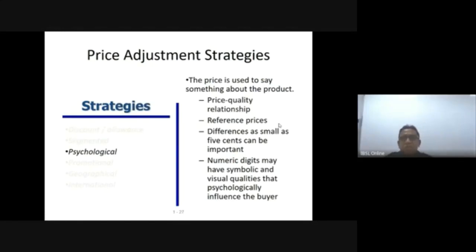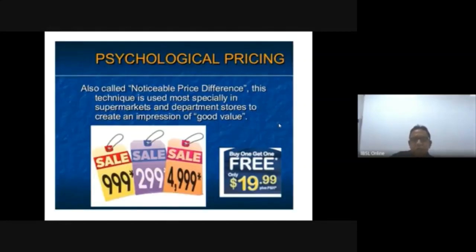Psychological pricing. Prices are used to say something about the product quality relationship. Reference prices: differences as small as 5 cents can be important. Numeric digits may have symbolic and visual qualities that psychologically influence the buyer. For example, you have seen 1999, 999 and 99, 299. All these are psychological. Actually, there's no real difference, right? Also called noticeable price difference. This technique is used most specifically in supermarkets and department stores to create an impression of good value.